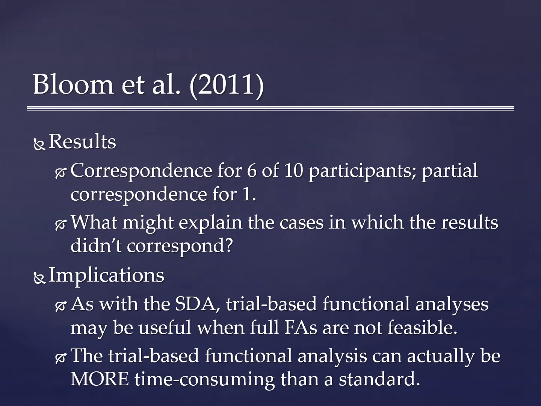Overall, the results of the trial-based functional analysis matched those of the traditional functional analysis for 6 out of 10 participants. There was partial correspondence for one additional participant. So, what might explain the cases in which the results didn't correspond? For example, in Sammy's case of partial correspondence, the trial-based functional analysis identified one, but not all functions of the target behavior. It simply wasn't thorough and long-lasting enough to get fully differentiated results.